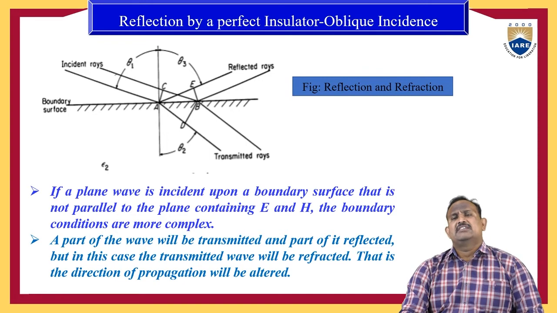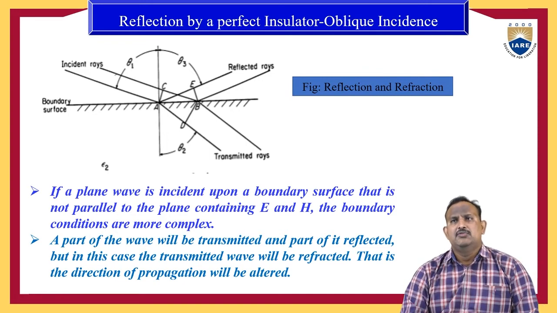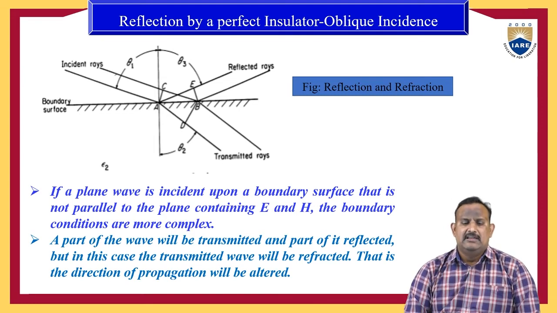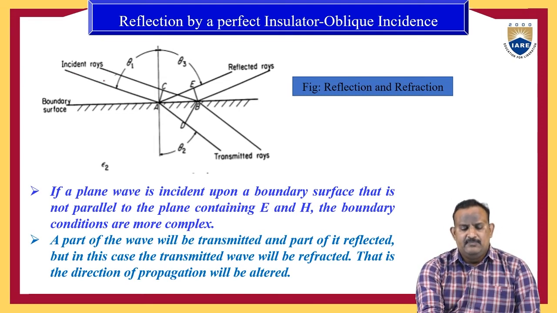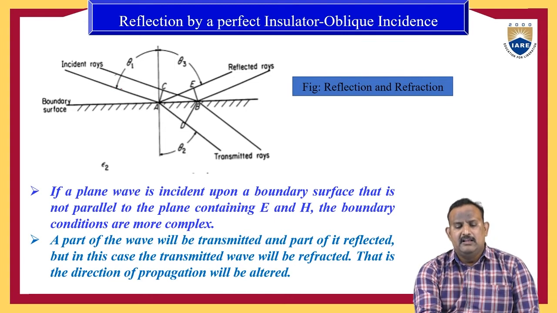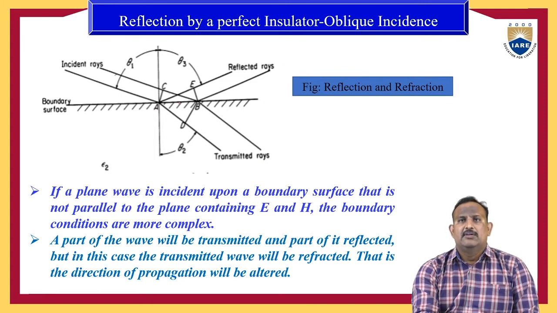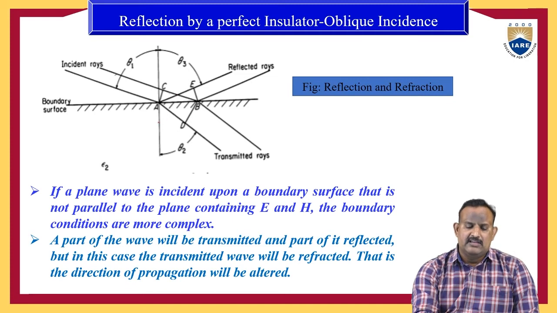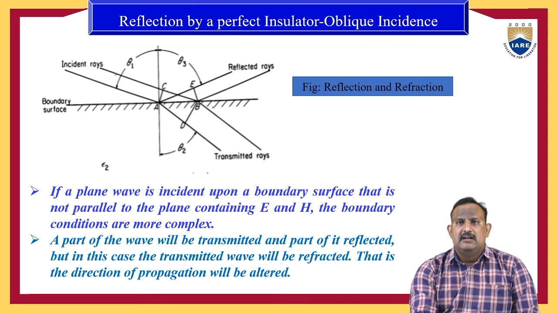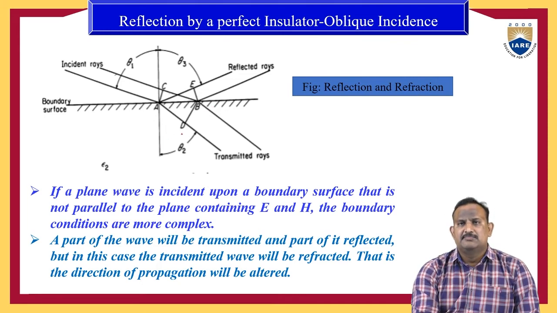Next topic, reflection by a perfect insulator using oblique incidence. Let us assume the waves are incident at an angle theta 1, and after incidence at the surface of a perfect conductor, some of the waves are transmitted and some are reflected back. Here the reflected wave makes an angle of theta 3 and the transmitted wave makes an angle of theta 2.